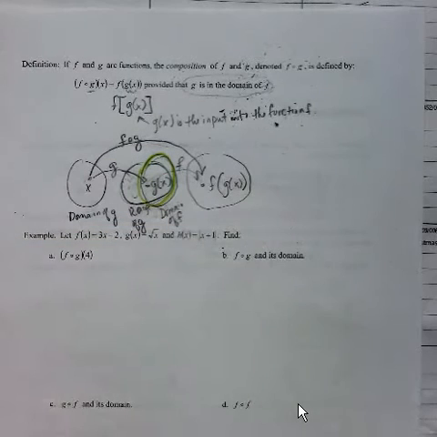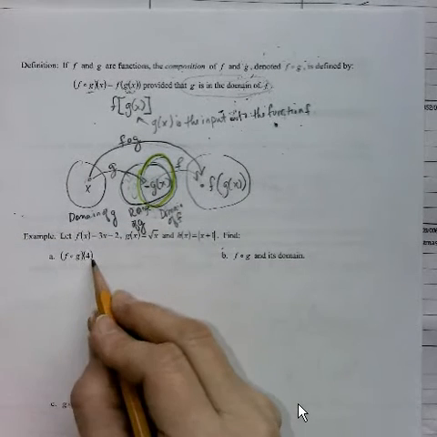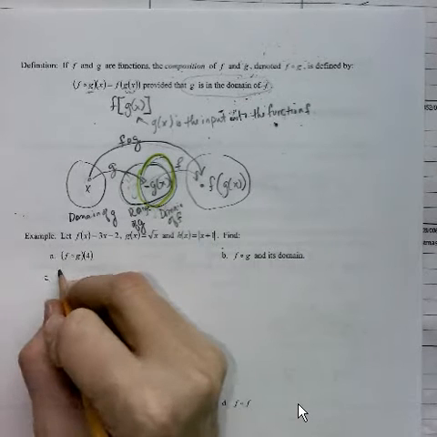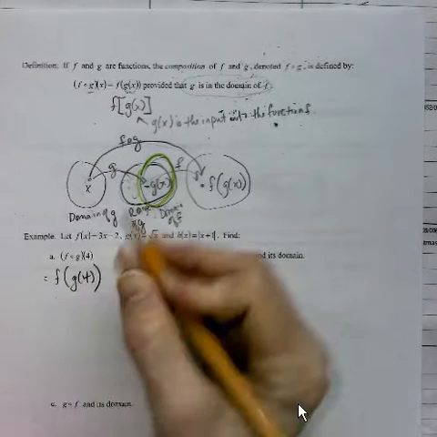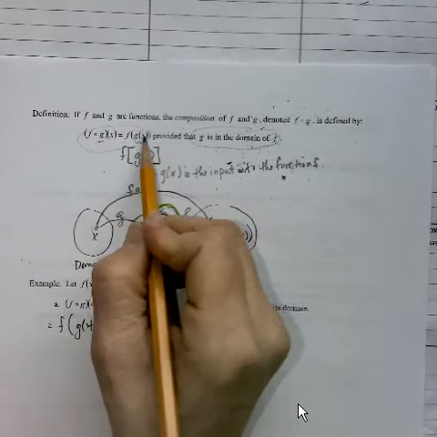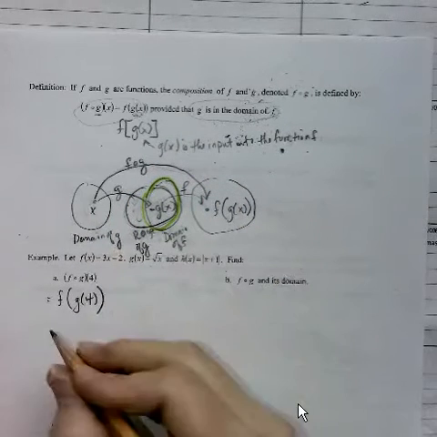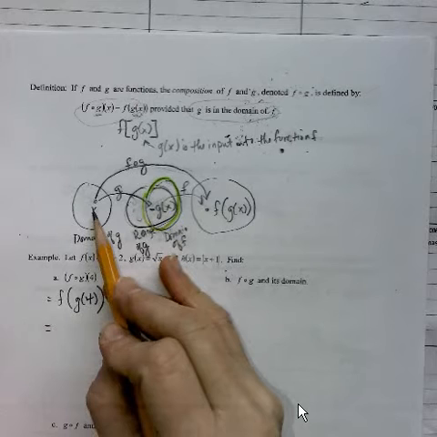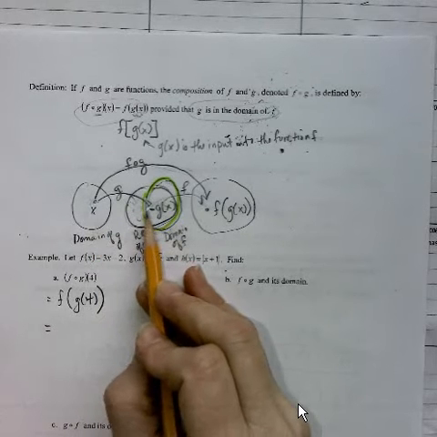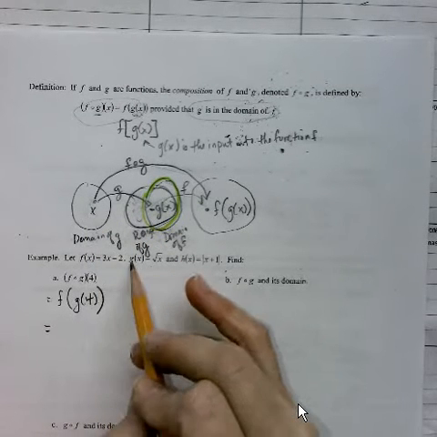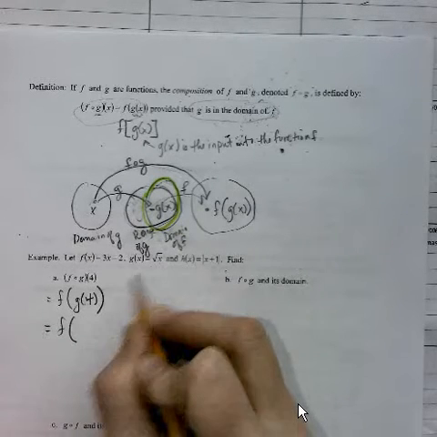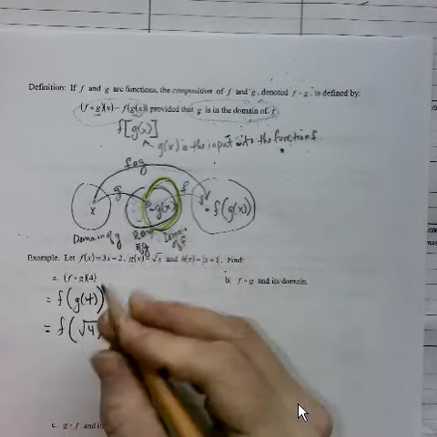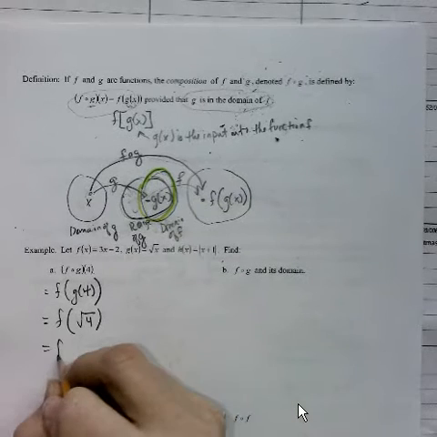So f composed with g at 4. We're going to find f at g at 4. So just using this definition, the x is replaced with 4. All right, so this is my x is 4. I'm going to plug that into g. G at 4, g is the square root of x, so it's going to be the square root of 4. So I've got f at square root of 4, which is 2.